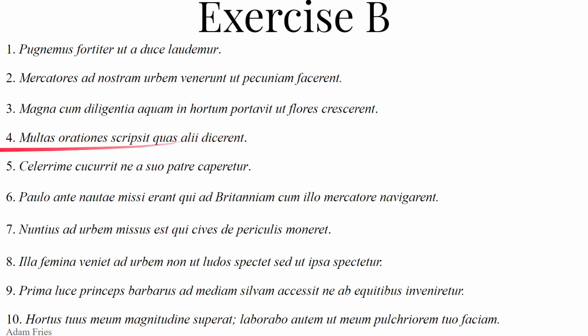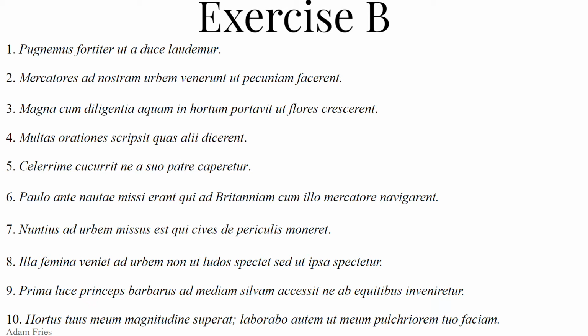Sentence 4. Multas orationes scripsit, quas alii dicerent. Multas orationes scripsit. So multas, from multus, much, plural, many. Orationes, from oratio, orationes, feminine, a thing that you say or speak, like a speech. Multas orationes, accusative plural feminine, direct object of the verb scripsit, from scribo, scribere, scripsi, scriptus. So he, she, it wrote many speeches, lots of speeches. He wrote many speeches. Now, why would he do a thing like that?